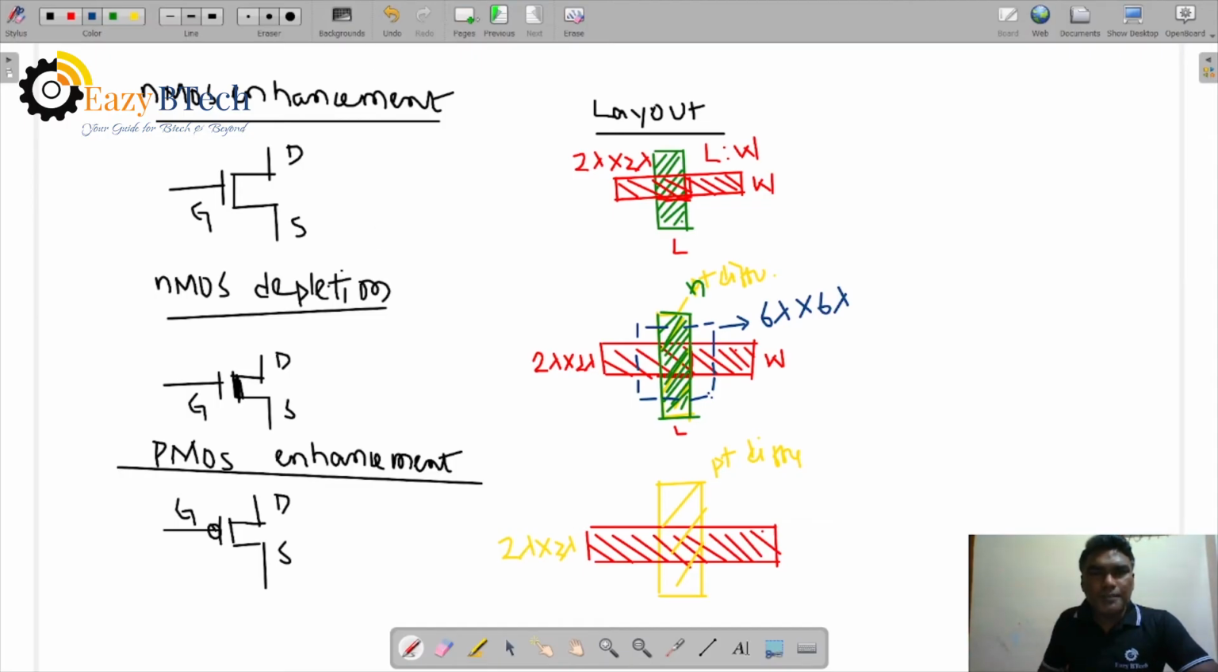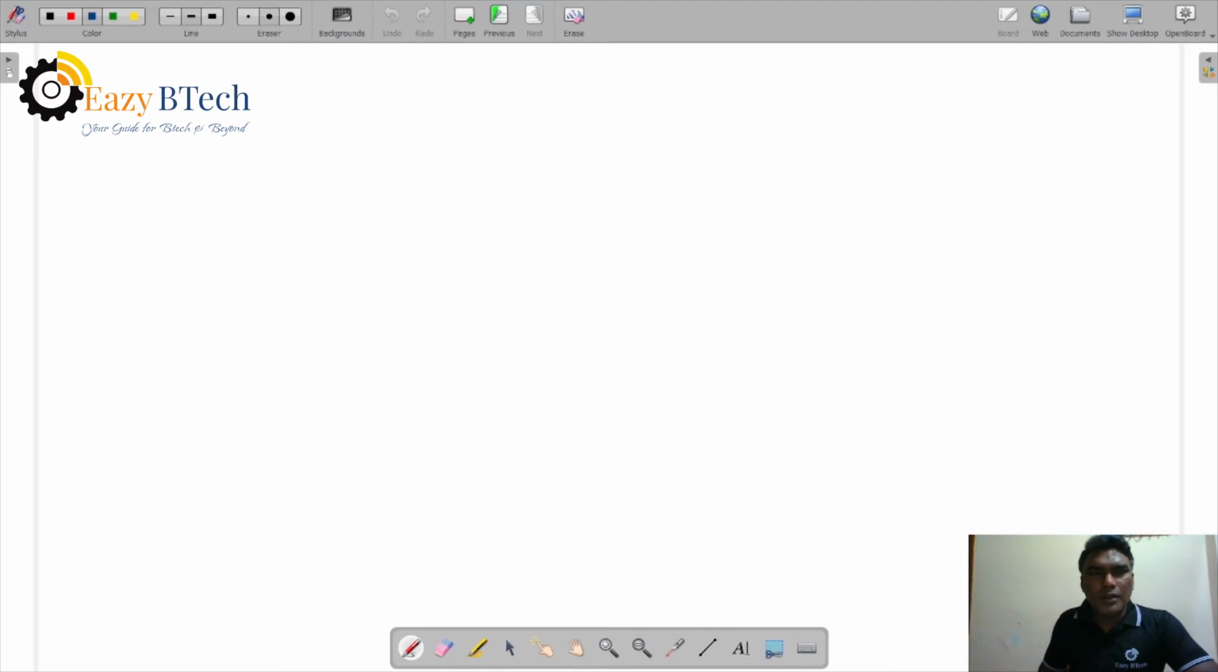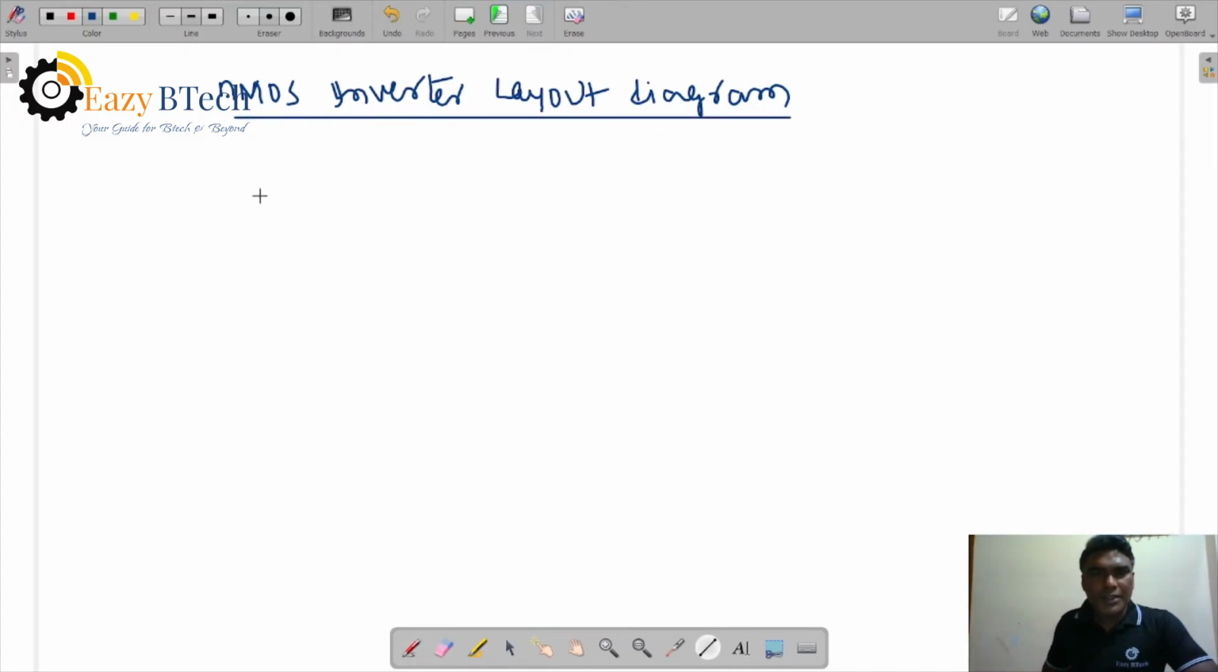Right? Let us see the PMOS inverter or NMOS inverter. Let us see the NMOS inverter and its layout diagram. NMOS inverter layout diagram. Layout diagram means dimensions and layers. Let us see this one.